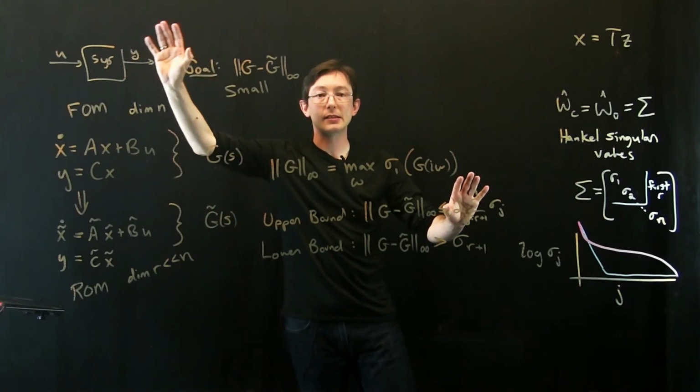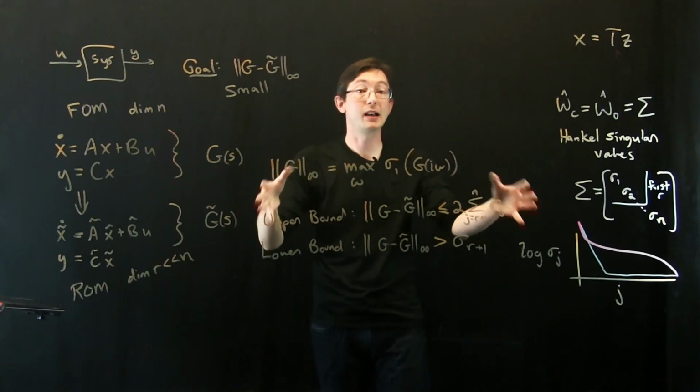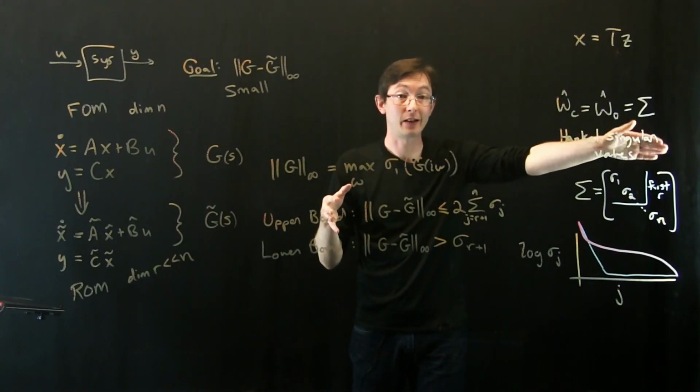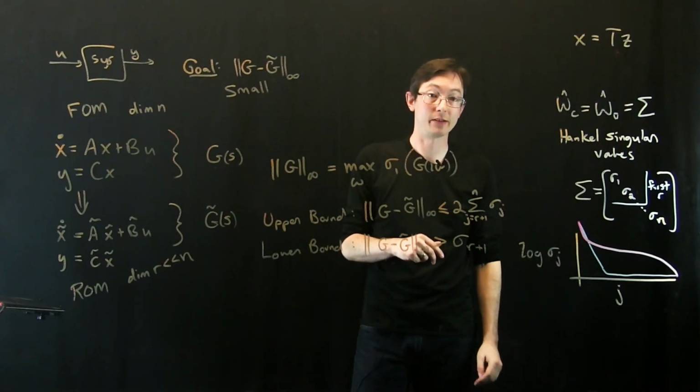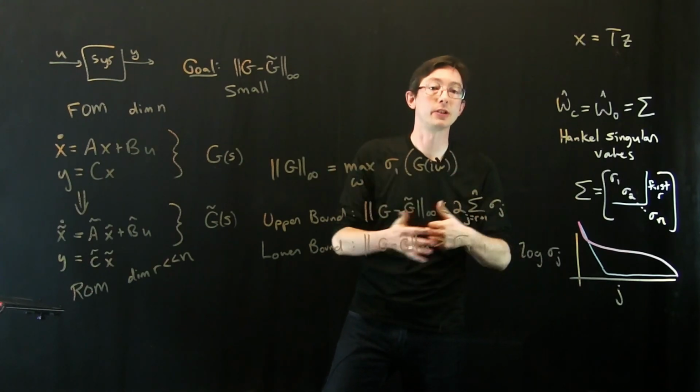Your balanced truncation model has upper and lower bounds in terms of the singular values of your Gramians, which are called your Hankel singular values. Very important, and we'll talk more about this later.